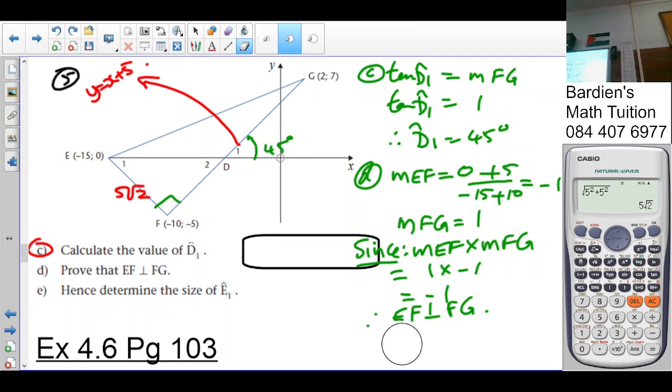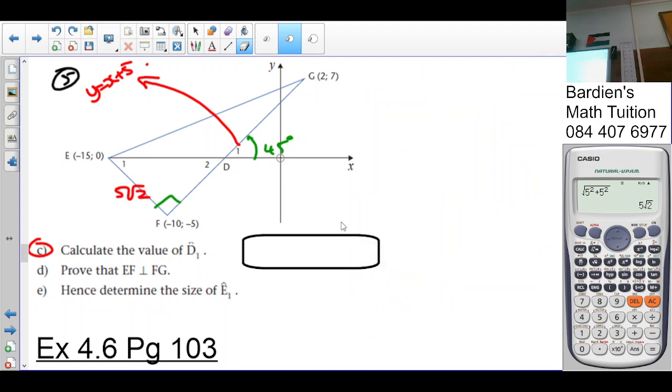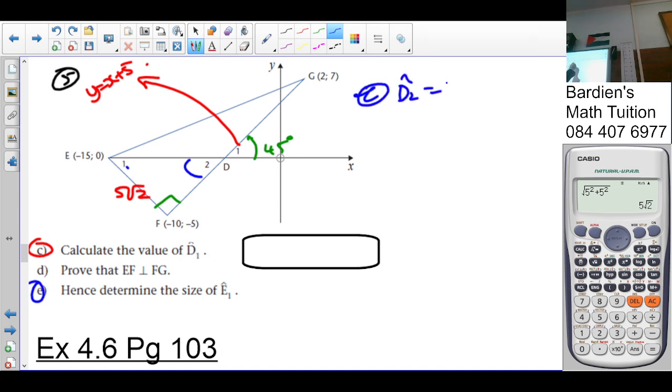Then I want you to calculate the size of angle E1. There are many ways of calculating E1. But what do we have here? We have 45, so D2 is also 45, not so? So D2 is 45 degrees. Why? This is vertically opposite. Do I need to state this here? No, we're not busy with Euclidean geometry, unless the question says with reason. Which it didn't. So that is 45 degrees.